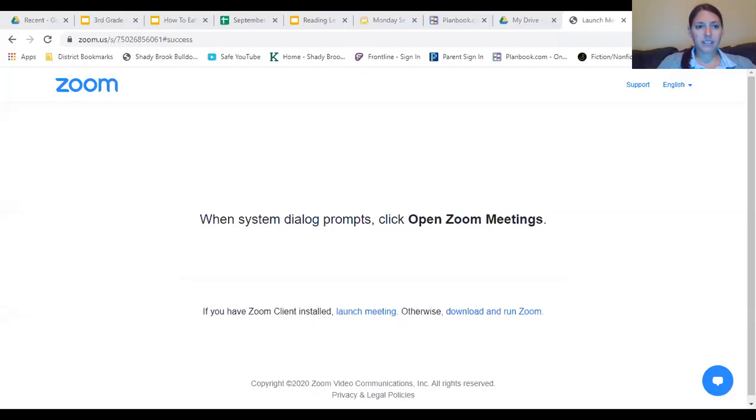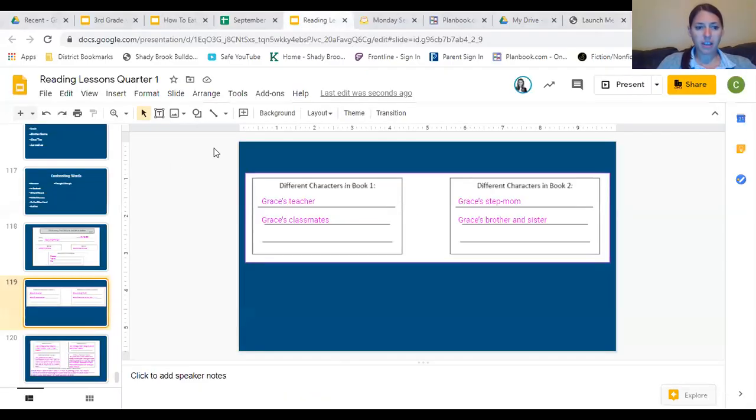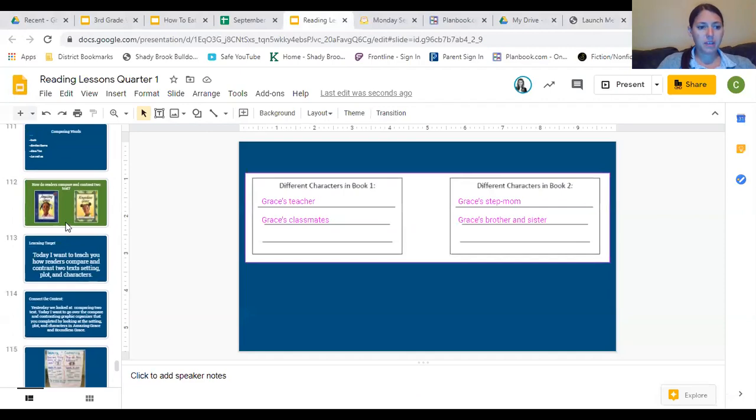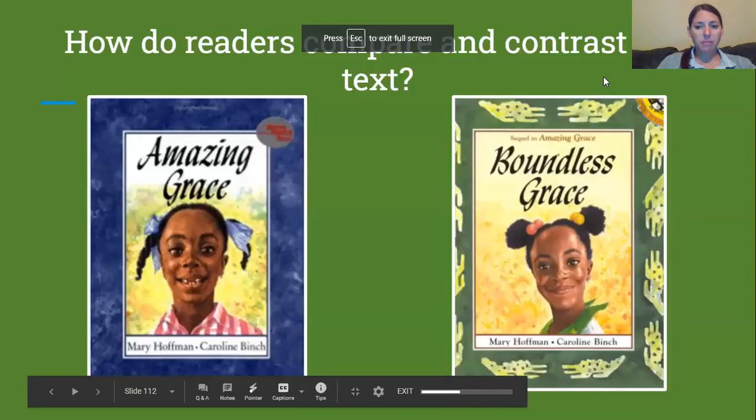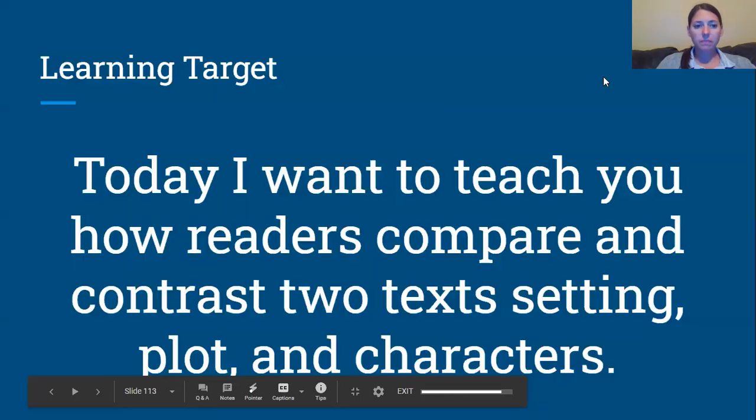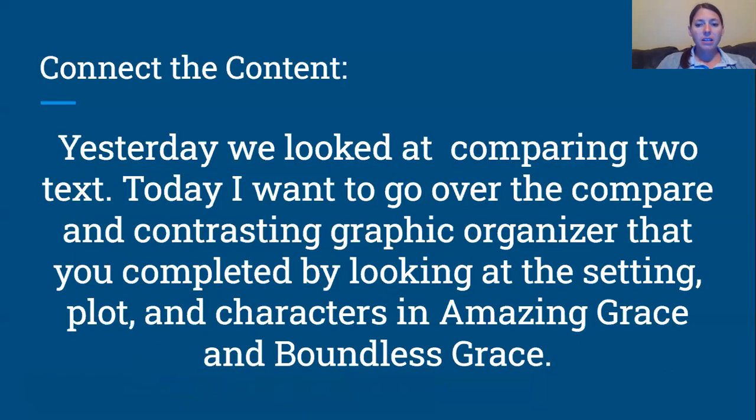Yesterday, we looked at comparing and contrasting Amazing Grace and Boundless Grace. Today, we're going to continue talking about that. So our question we asked ourselves yesterday is, how do readers compare and contrast two texts? Today, I want to teach you how readers compare and contrast two texts by looking at the setting, plot, and characters. Yesterday, we looked at comparing two texts.